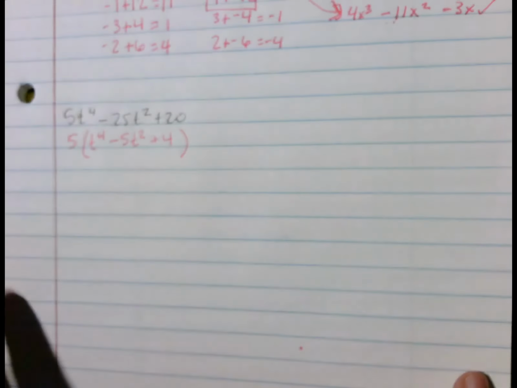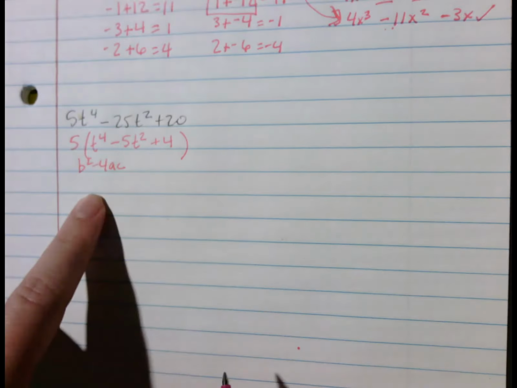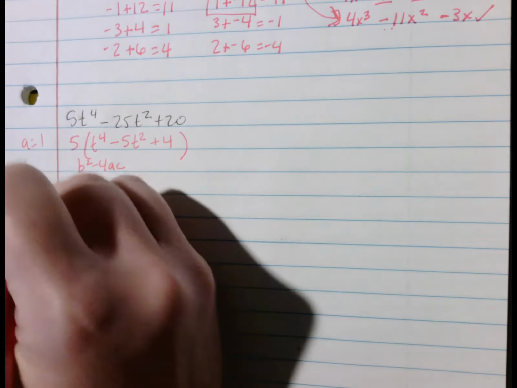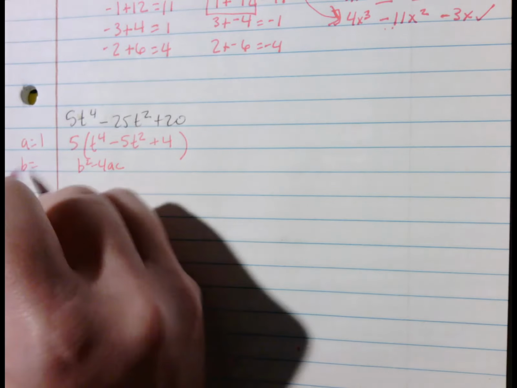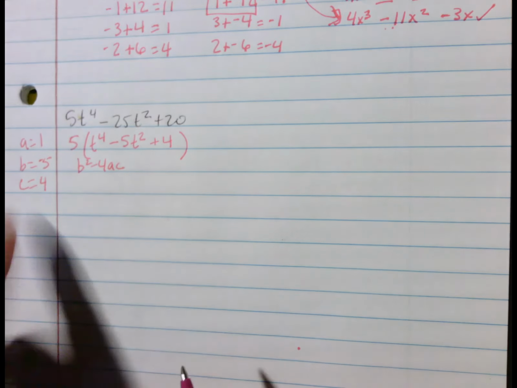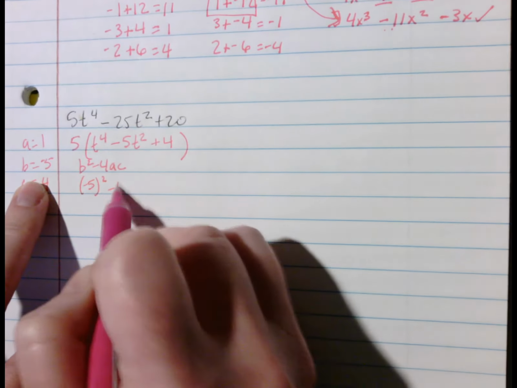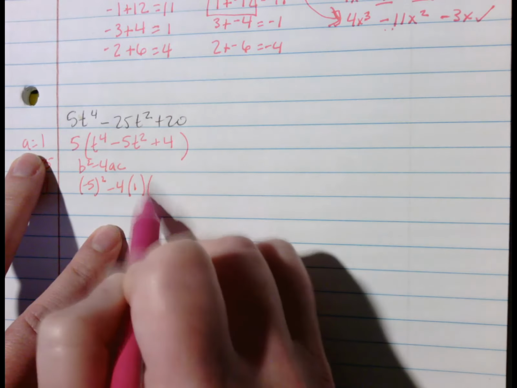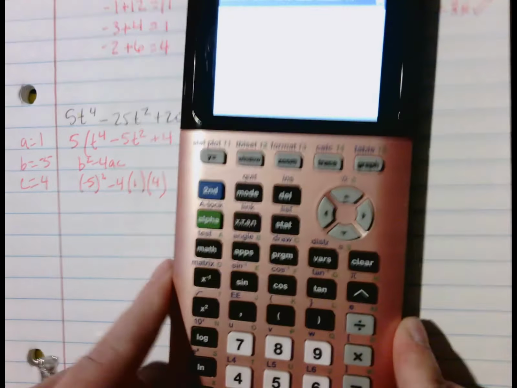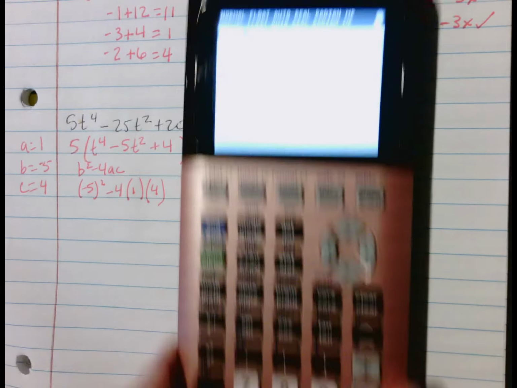If we look at this, we're going to do the b squared minus 4ac. So a again here is 1, b is right here, it's a negative 5, and c is this last term over here, it's 4. So plug it in: b is negative 5 squared minus 4, a is 1, and c is 4. If we use our calculator, we're going to plug in this negative 5 in parentheses and square it. Sorry, you can't see that.